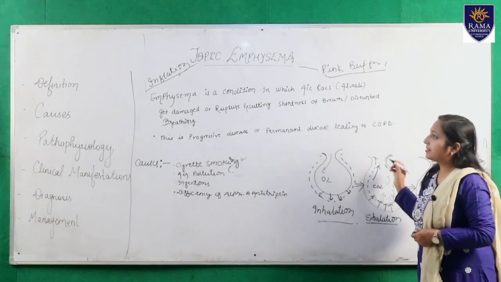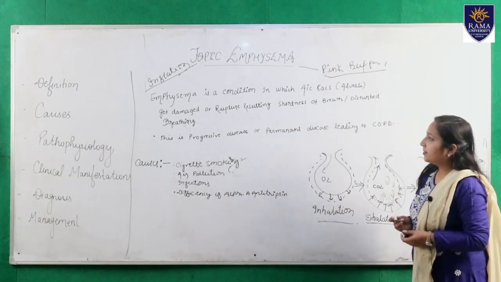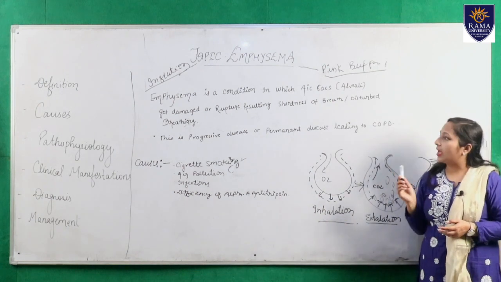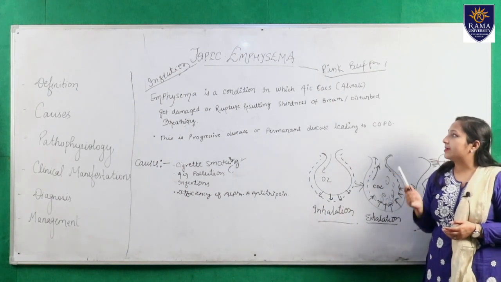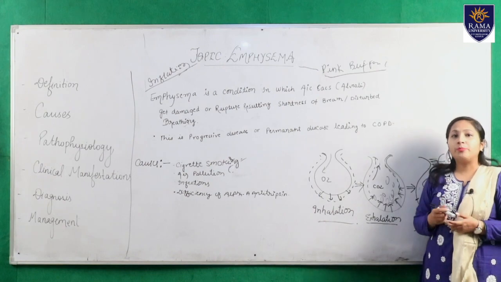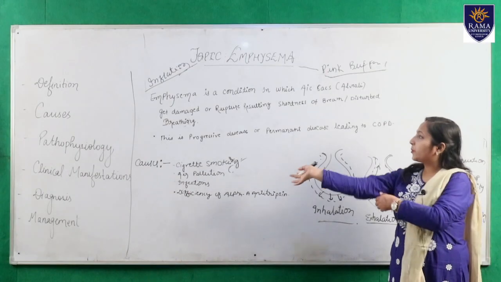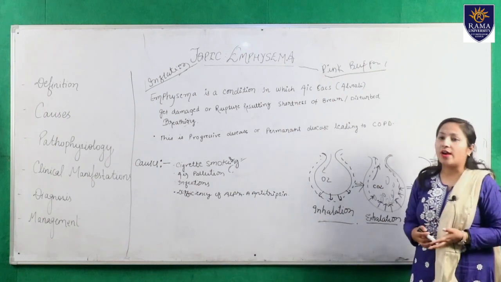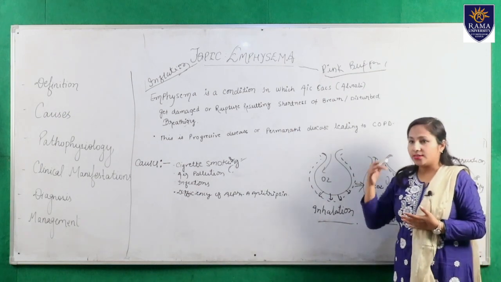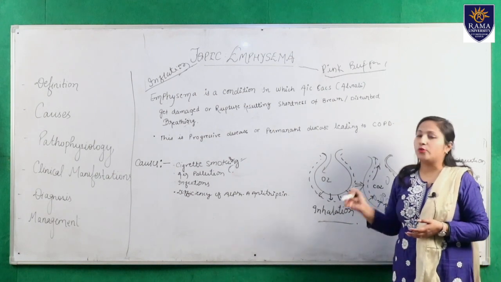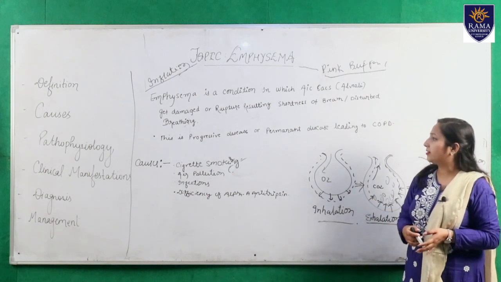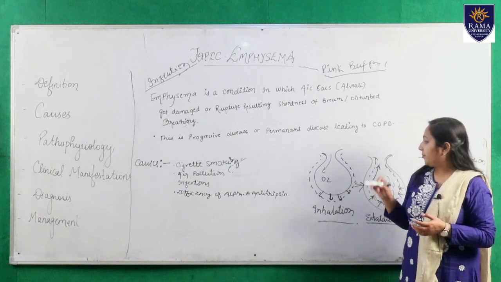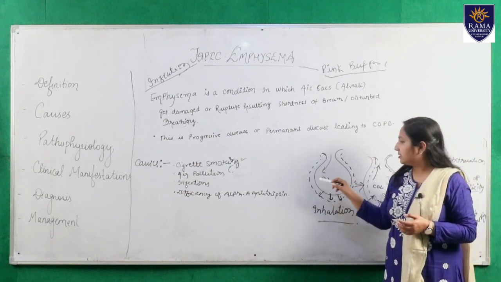First of all, we will discuss the definition. Emphysema is a condition in which air sacs or alveoli get damaged or ruptured, resulting in shortness of breath or disturbed breathing. This is a progressive and permanent disease which causes the collapse of lungs due to extra consumption of cigarette smoke or air pollutants. These air pollutants get collected in our respiratory tract and affect the alveolar sacs.